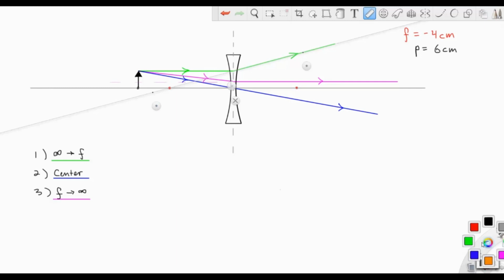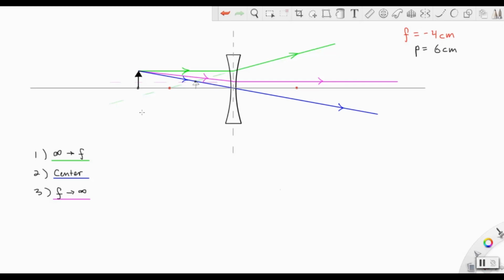then it looks like it's coming from this direction. And then the blue ray actually does trace back by itself, so we don't have to worry about that. So they meet right about there. So we would expect our image to be located here. If you run through your calculations with a negative focal point, you'll find that that is roughly the place where that would be.